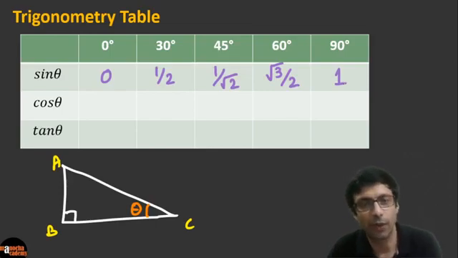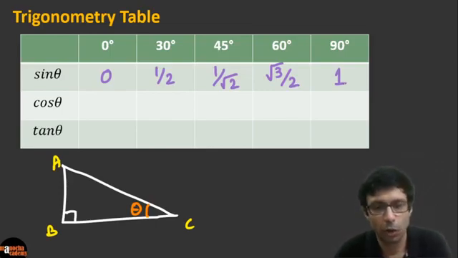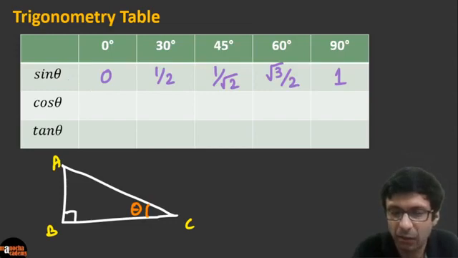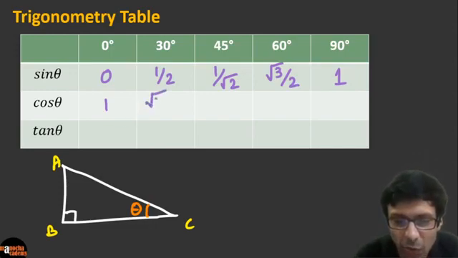Now let's fill in the cos values. The cos values are very easy because it's basically the opposite of the sine table. Sine 0 was 0, but in this case you just need to reverse it. So cos 0 is going to be 1 because sine 90 was 1. Very good, so just invert the table. And what is cos 30 going to be? It's going to be the value of sine 60, so that's root 3 by 2.